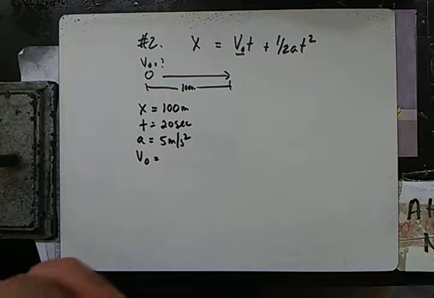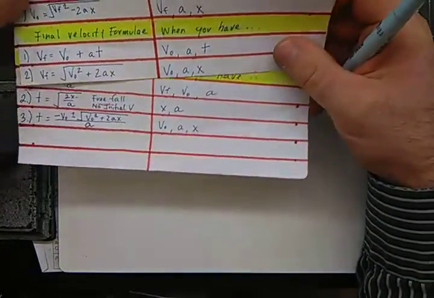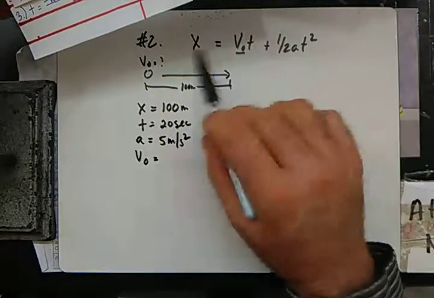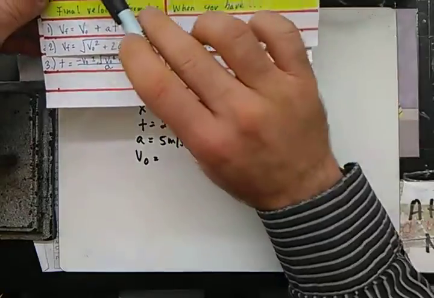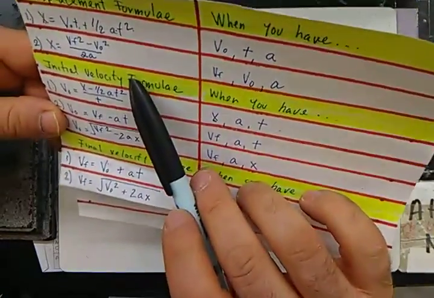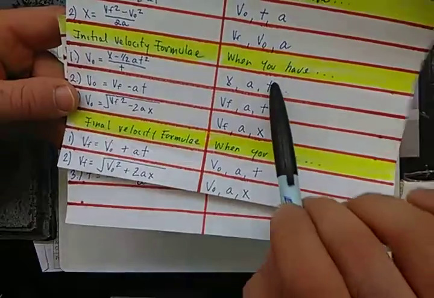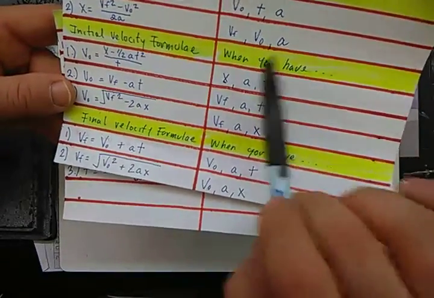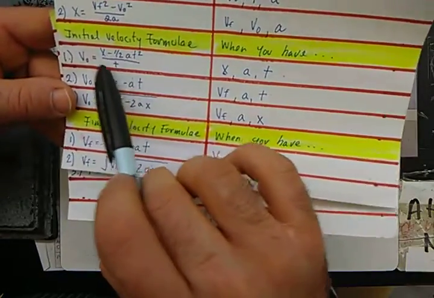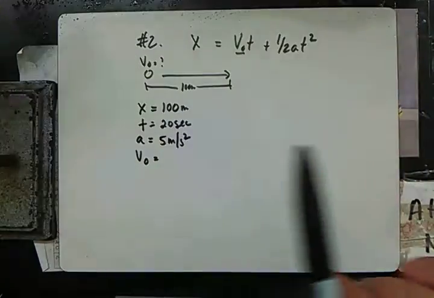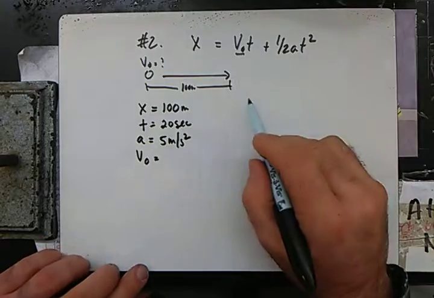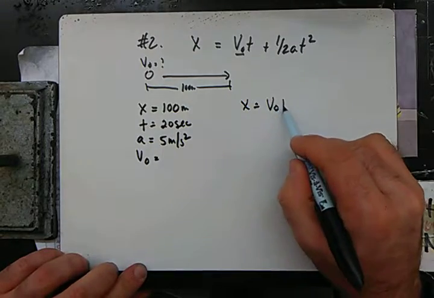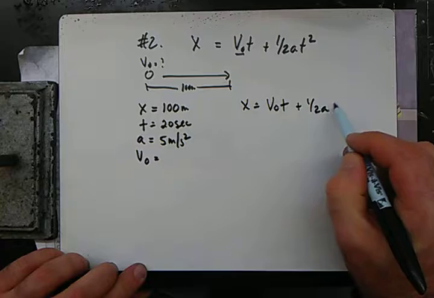Now, here's a point where you can say, hey, you know what? Let me look and see on this sheet here. Can we get one for initial velocity that has x, t, and a? Let's see. Initial velocity here. It's an initial velocity formula with x, t, and a. So I could just plug my numbers into here, but again, if you're along the formulas, you can write the formula down and you can plug and chug now.